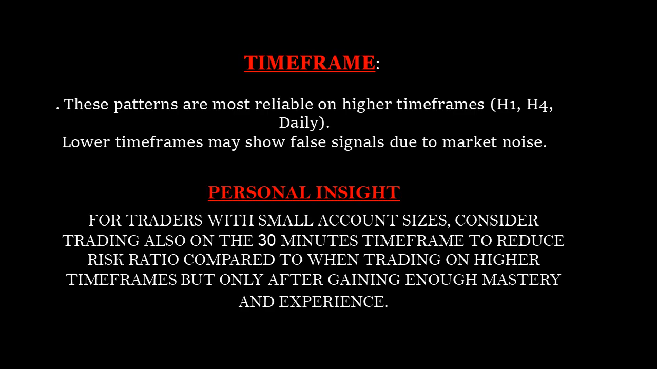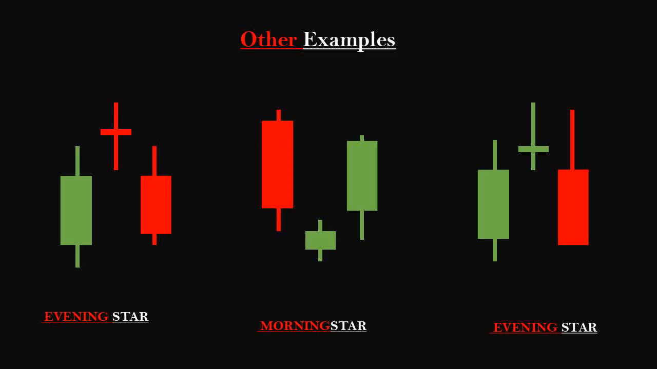As the third candle signifies the shift in market momentum, it's important to note that these patterns are most reliable on higher time frames such as 1 hour, 4 hours, and daily charts, as lower time frames may produce false signals due to market noise, so focusing on higher time frames can provide more dependable insights. By understanding these key features and knowing where to look, traders can effectively identify the evening star and morning star patterns on Forex charts. This can greatly enhance their ability to anticipate market movements and make more informed trading decisions.